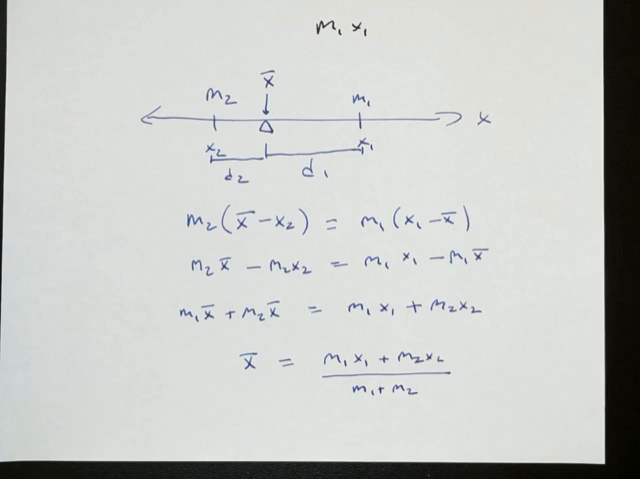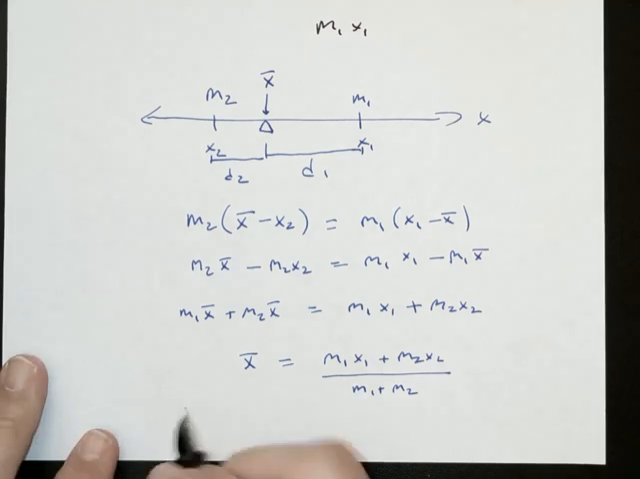A little bit of algebra necessary. I can rearrange and I can get x bar alone. And this tells me where I should put the fulcrum, the balance point, to balance these masses out and to be able to hold on one finger exactly this whole mass on each side. So we're going to call this the center of mass.